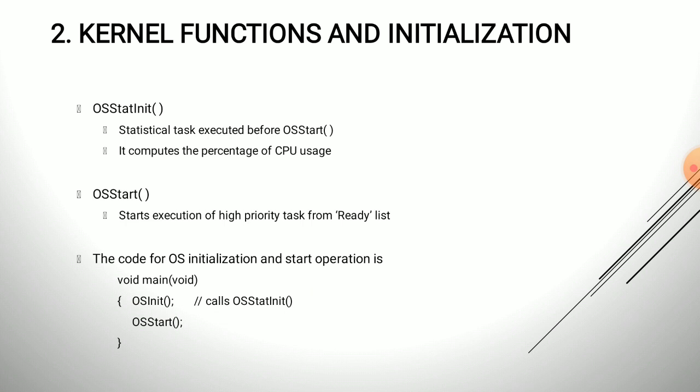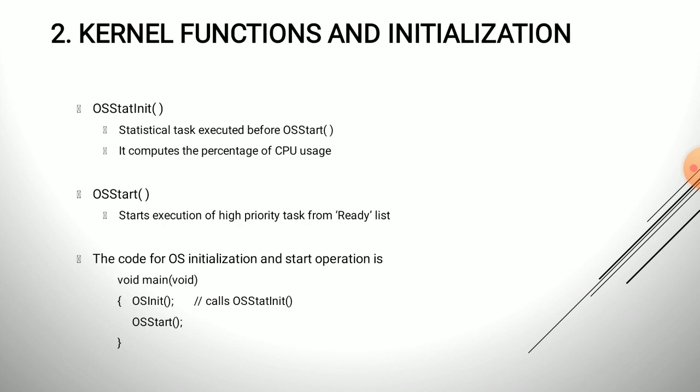Then the next function used in the initialization process is the OS stat init function, the OS statistical initialization function. The micro C OS2 kernel runs a statistical task for computing the percentage of CPU usage, called by the OS stat init function, and this task should be executed before the OS start function, where the OS start function starts execution of the high priority task from the ready list, and it enables multitasking.